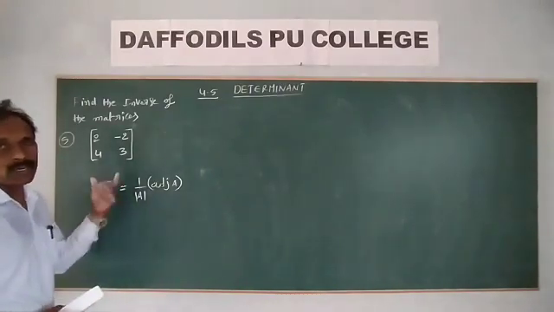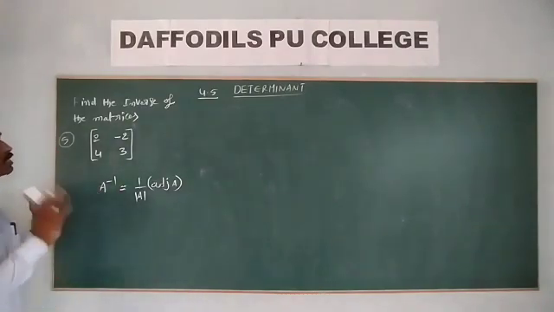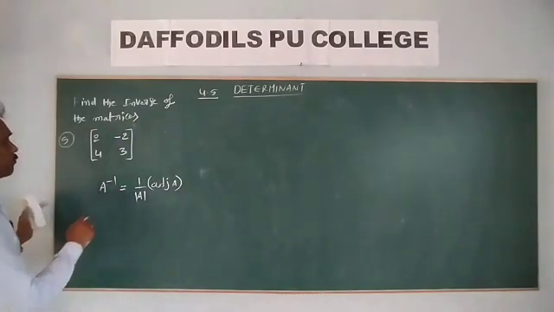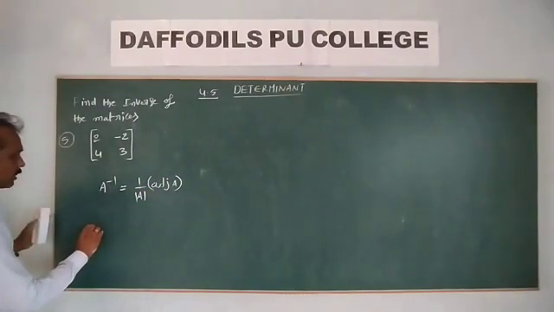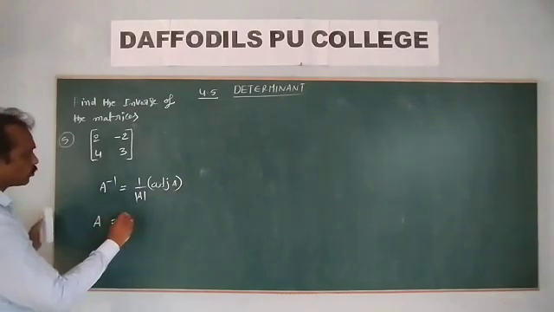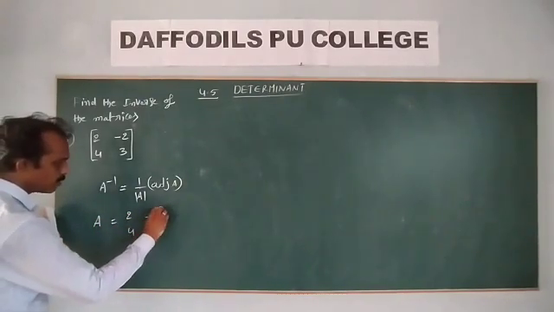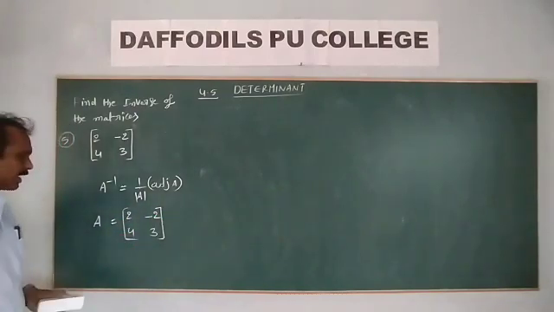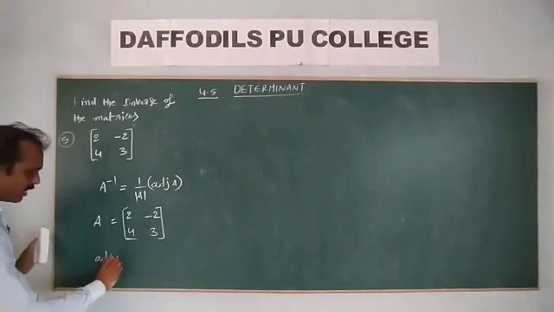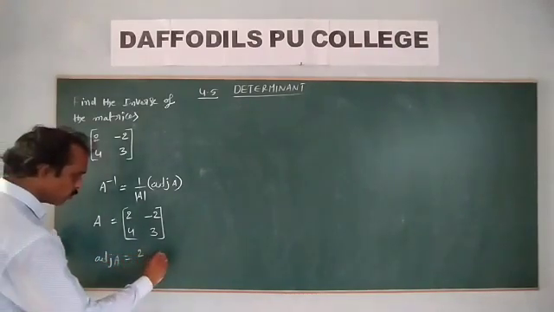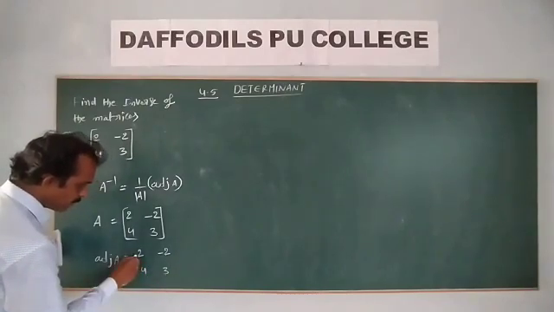In the matrix chapter, A inverse can be found by using elementary operations, in one type and a second type. First of all, find adjoint A. Given A is equal to 2, minus 2, 4, 3. Directly, adjoint A is equal to 2, minus 2, 4, 3.